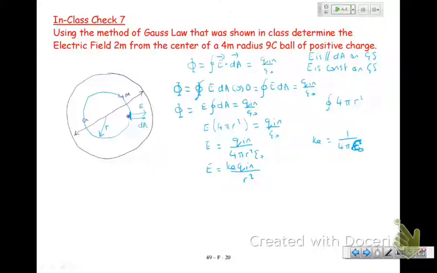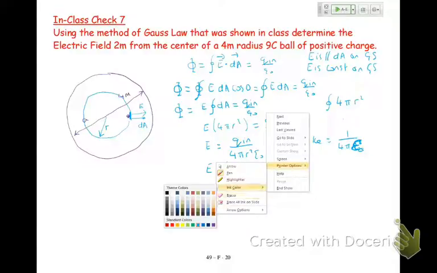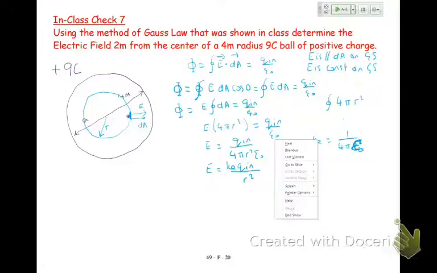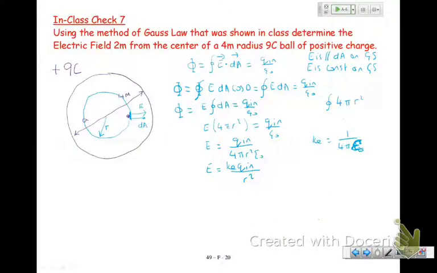Is Q 9 coulombs? I don't think so, because if you look at it, using our ink colour as our guide, that's 9 coulombs. That's 9 coulombs. And we're dealing with the inside of the Gaussian surface, which is not 9 coulombs. So we need to find a way of finding out exactly what is the charge that's inside our Gaussian surface.